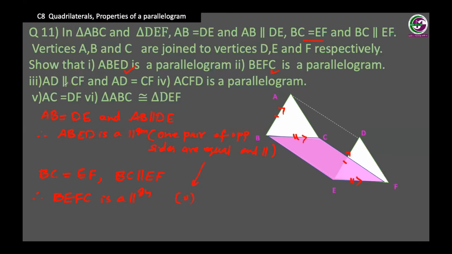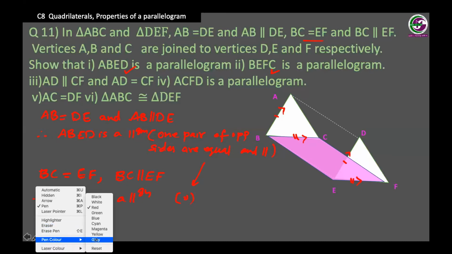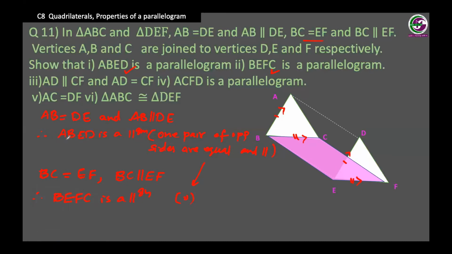Next, we have to show that AD and CF are parallel. For that, we have to apply the parallelogram ABED. Since ABED is a parallelogram, we can see that AD is parallel to BE because they are opposite sides. AD is parallel to BE and AD is equal to BE because they are the opposite sides of a parallelogram.